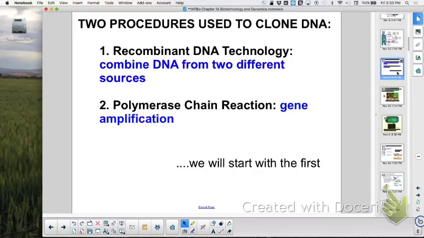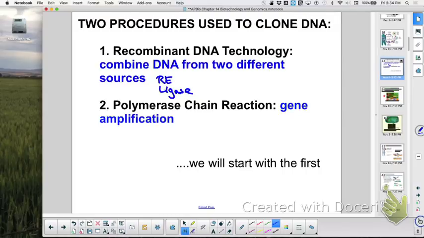Two big ones are anything to do with recombinant DNA technology, and for that we need to know about REs. What are REs? And ligase, right? So those would be two key things to know about recombinant DNA technology.